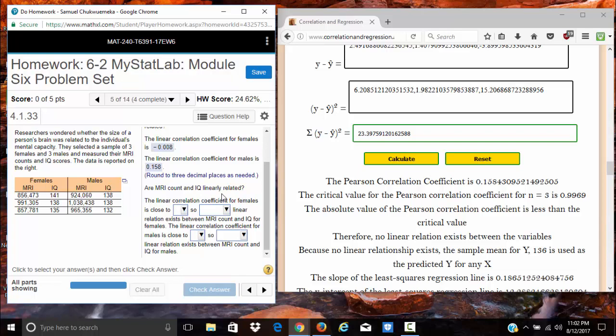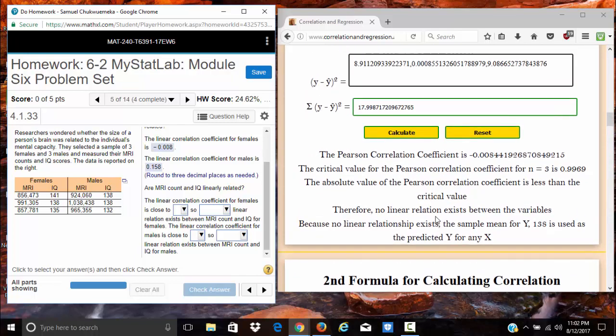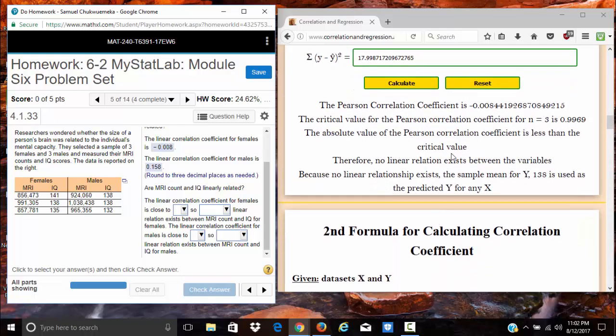Are MRI count and IQ linearly related? So let's go back to the females. Here, for the females, there is no relationship, no. The linear correlation coefficient for females is close to 0. It's not close to -1, it's close to 0. So no relation exists.